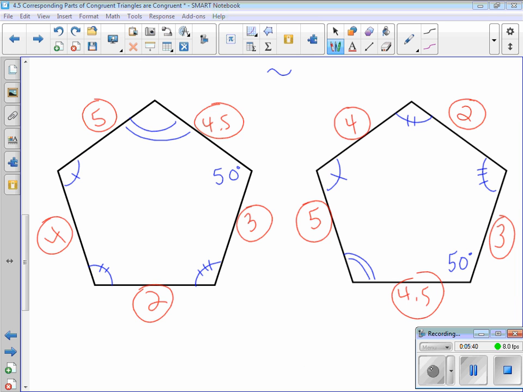But so far, I've just checked the sides. That doesn't mean the shapes are congruent, okay? That's the first thing. So I have to have sides that correspond that are congruent. The other thing is the angles. I need to make sure the angles correspond, that they're in the right places, and that they're congruent.